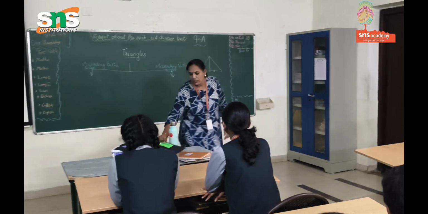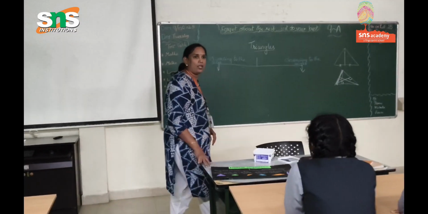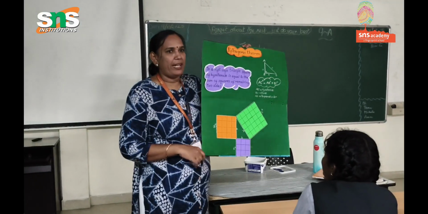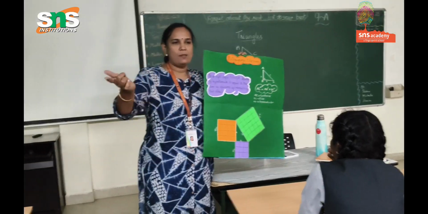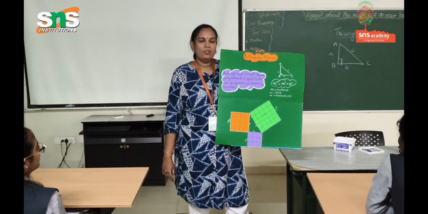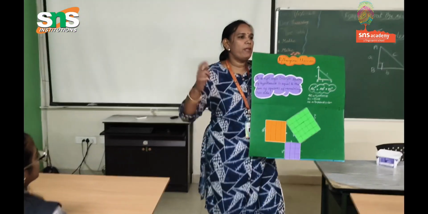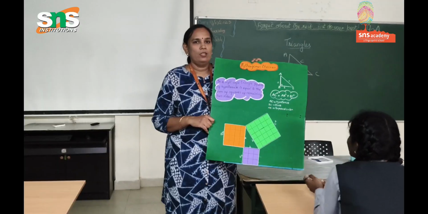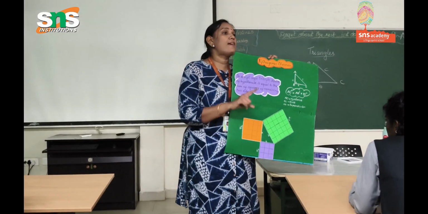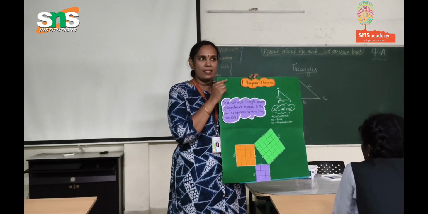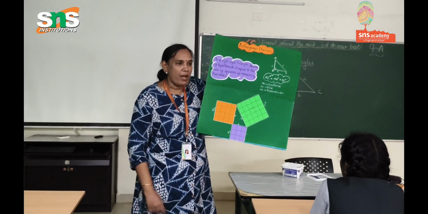Now, apart from these types of triangles, what is the next concept we learned in the lower class? Pythagoras theorem. Am I right? What is the Pythagoras theorem? In a right angle triangle, the square of the hypotenuse is equal to the sum of the squares of the remaining two sides. Yes, very good. Give a big clap for him. So Pythagoras theorem is applicable only in a right angle triangle. It says the square of the hypotenuse is equal to the sum of the squares of the remaining two sides.